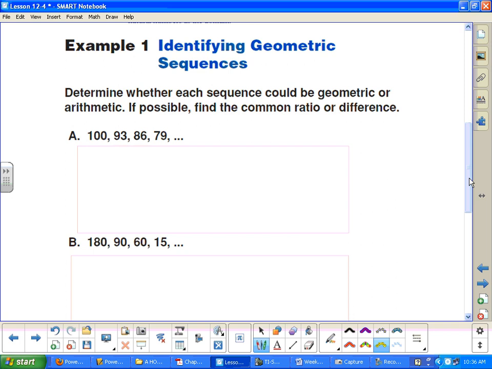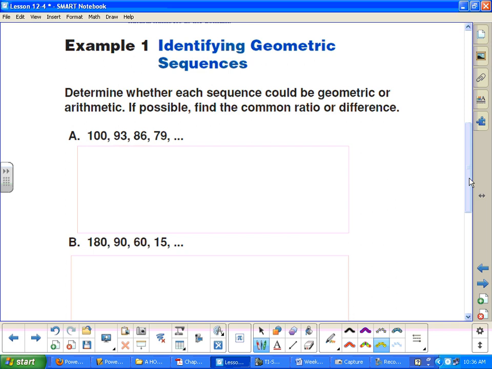Since we've already talked about arithmetic, we're actually going to look for both. Determine whether each sequence could be geometric or arithmetic. If possible, find the common ratio or difference. Some of these you should just be able to look at and say, oh yeah, I know what that one is. So let's look at letter A.